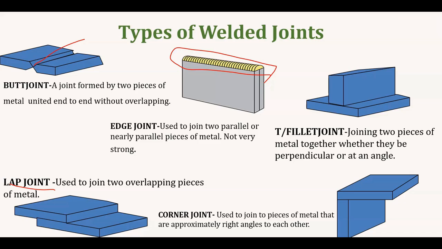If you are trying to have a T type of welding or any fillet, they will weld in this portion, so that is called fillet welding. If they are trying to weld at this corner, that is called a corner joint. So any type of welding will fall into these five different welding joints.